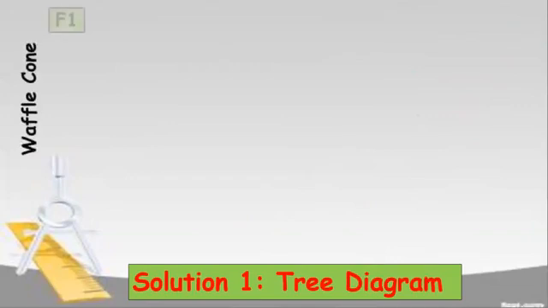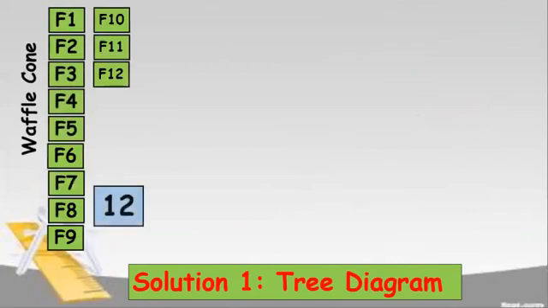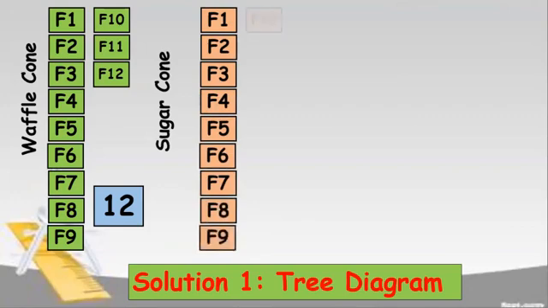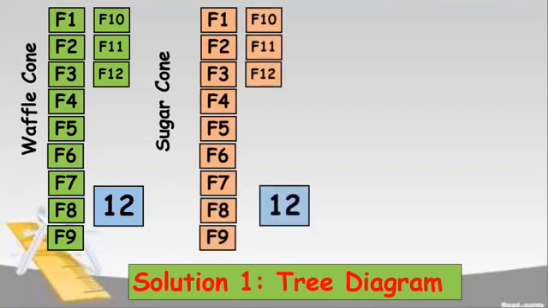So we have the waffle cone. Okay, so sa waffle cone, pwede pong meron tayong 12 flavors. We have flavor 1, flavor 2 hanggang flavor 12. So ibig sabihin sa waffle cone pa lang po meron na agad tayong 12 choices. And then kapag sugar cone naman po yung pinili natin, ganun pa din po, we still have 12 choices. We have flavor 1, flavor 2 hanggang flavor 12. So all in all, sa sugar cone, we have 12 choices pa din po.